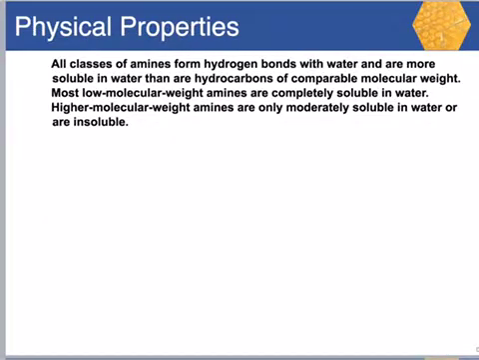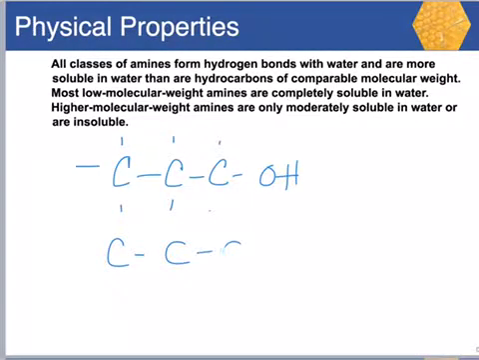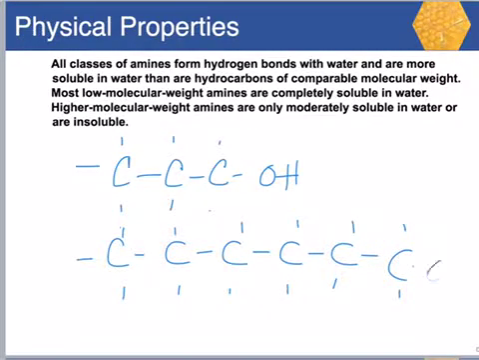So let's just look at an alcohol, a 3-carbon alcohol versus a 6-carbon alcohol. The top one is going to be more soluble in water than the bottom one. Why? In the bottom one, you have this long nonpolar tail. These are all London dispersion forces here. So it's not going to make it very conducive for dissolving.